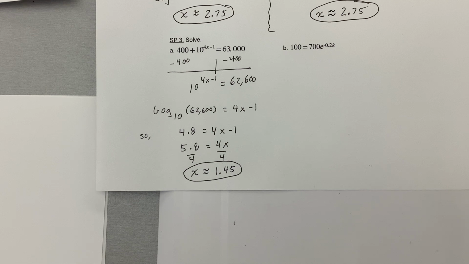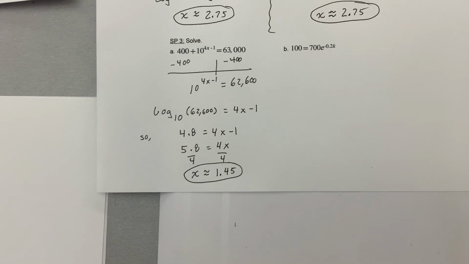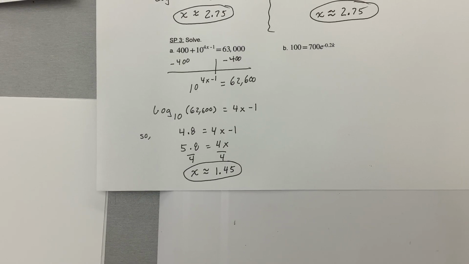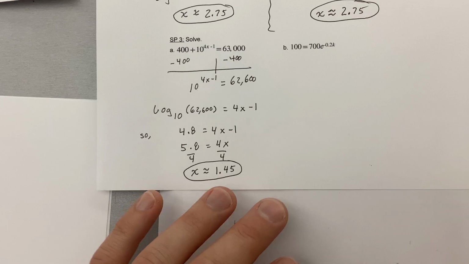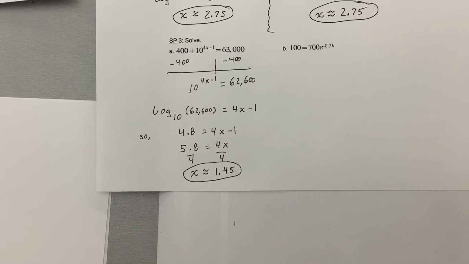B, we've got another one here. 100 equals 700 times e raised to the negative 0.2k. Solving for k. Any ideas on how we want to get started with this one? What could go first?